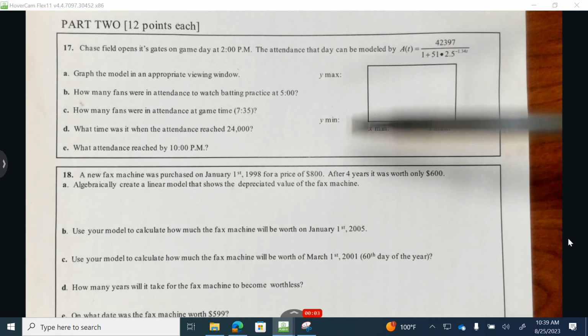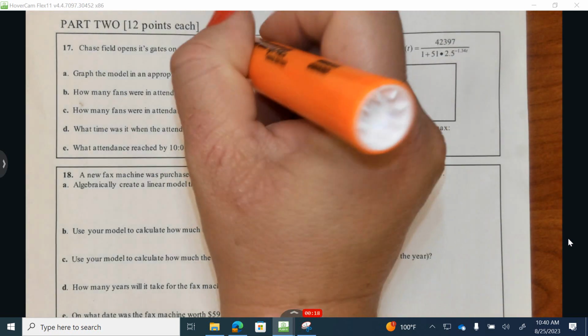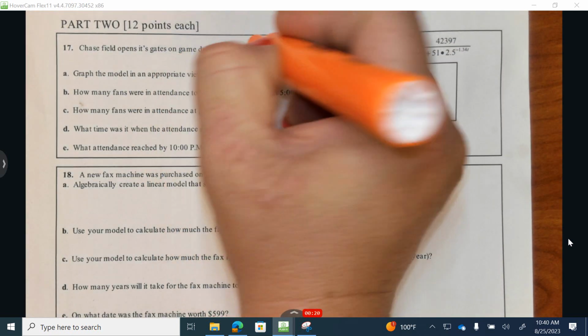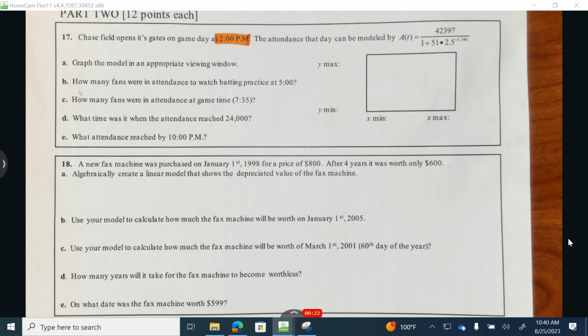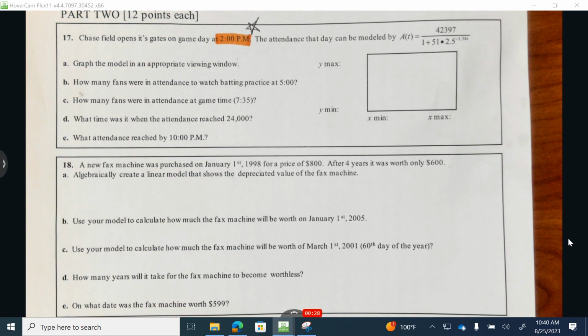So this is the back side of the review for unit number 1, and we're going to look at problem 17. Chase Field opens its gates on game day at 2 p.m. The attendance that day can be modeled by the following equation. If you happen to have a highlighter, I'd like you to highlight this. If you don't, please just put a big box around it. This is going to represent the time that we go back to. So whenever we are checking time, we always go back to 2 o'clock.